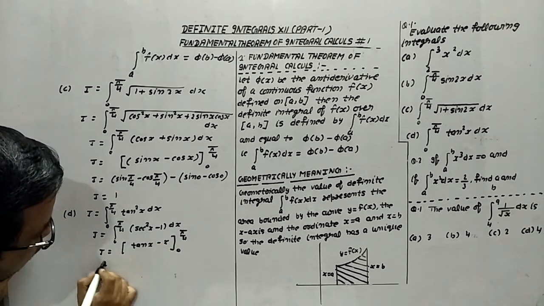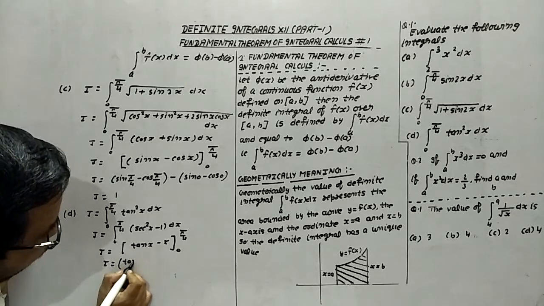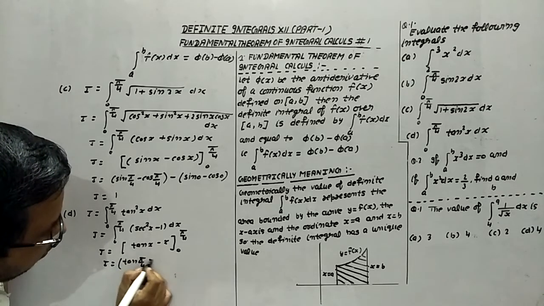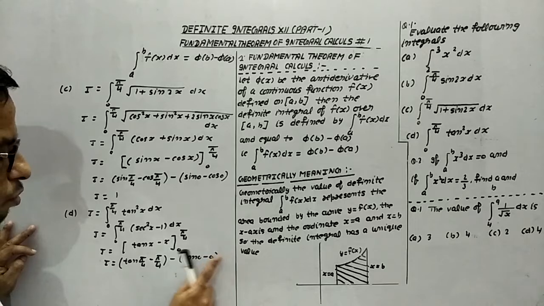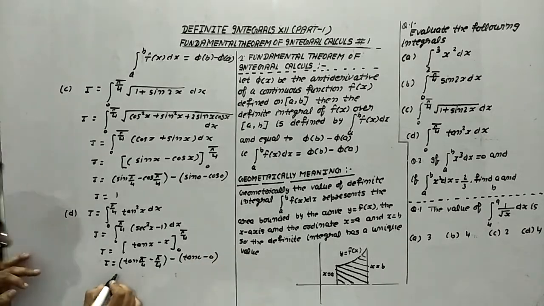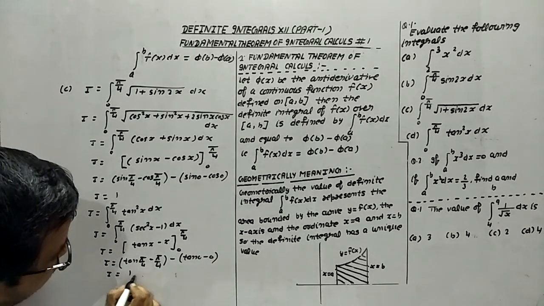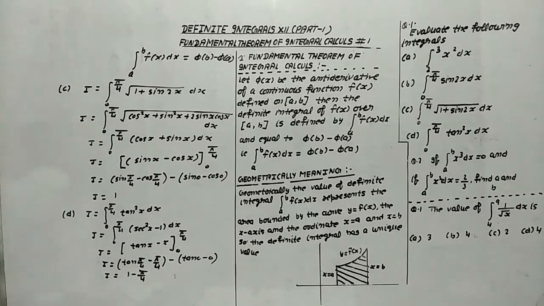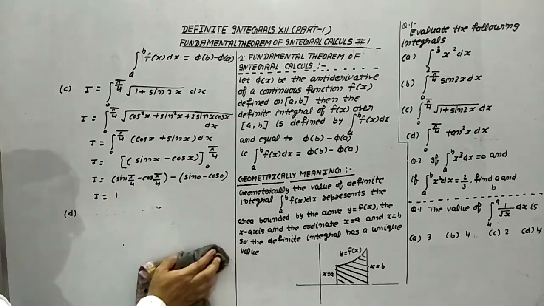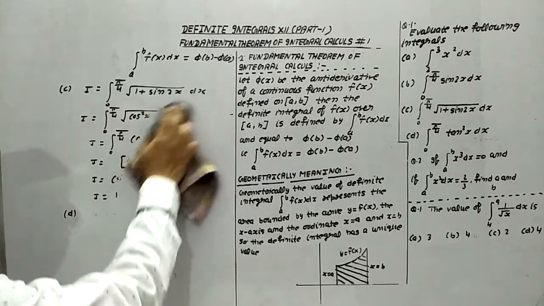Now first of all the upper limit: tan π/4 minus π/4, and then we have to find the lower limit, minus tan 0 minus 0. So what does this become? I is equal to tan π/4, which is 1, minus π/4, and this is the answer. Now look at this thing, question number 2.